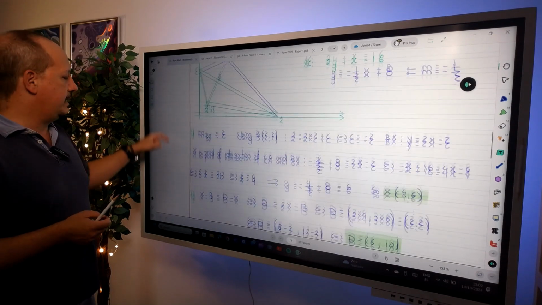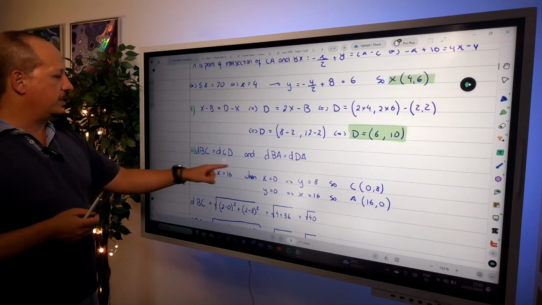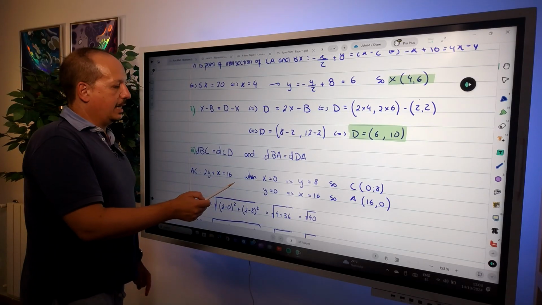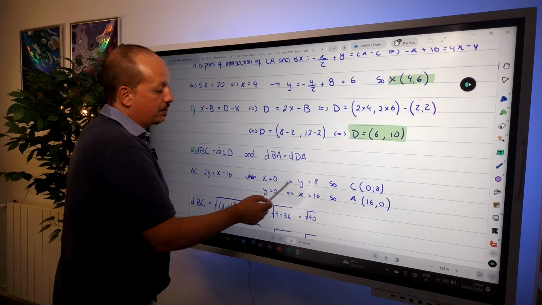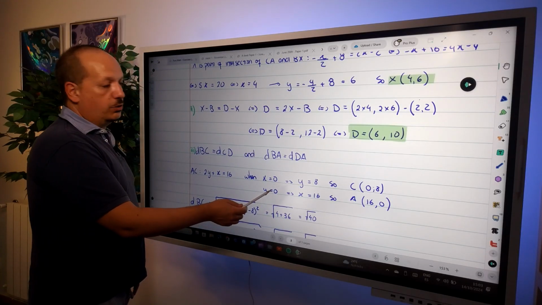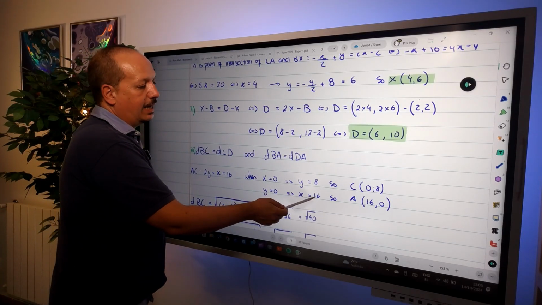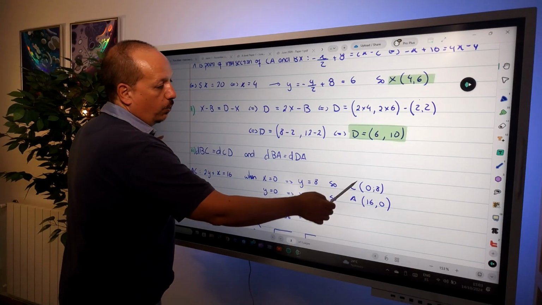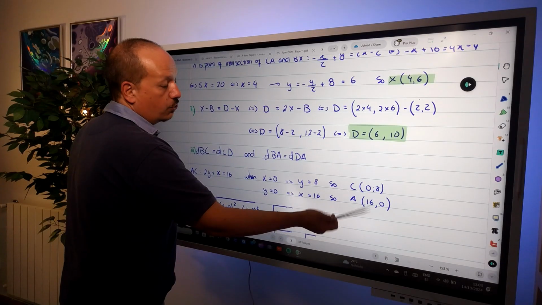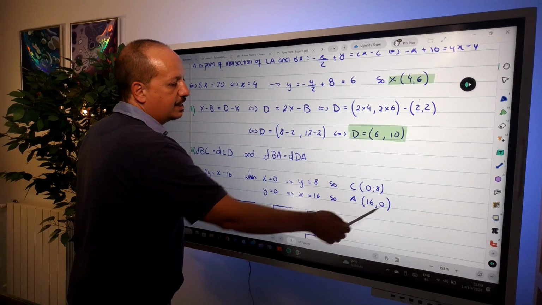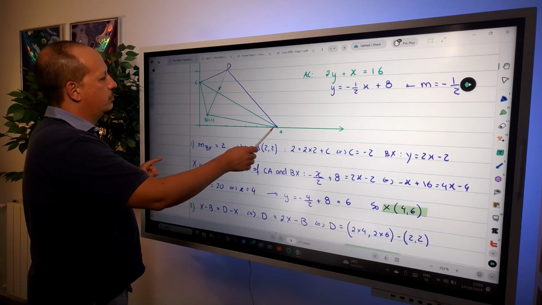For the line AC over here, we already had the equation, it is this one. When x equals 0, we will get the y-intercept, and y equals 8. When y equals 0, we will get the x-intercept, which is 16. So the y-intercept has coordinates 0, 8, and the x-intercept has coordinates 16, 0. We are talking about these 2 points over here.